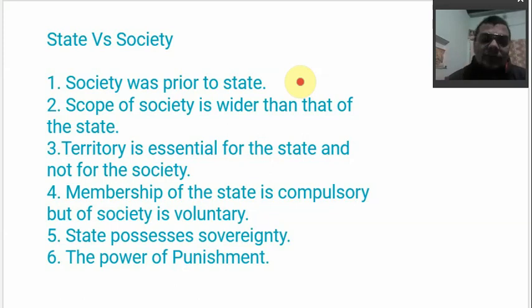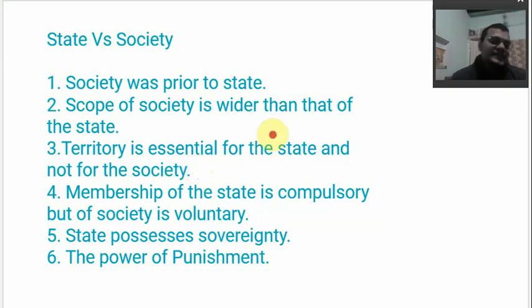Second thing is, the scope of society is wider than that of the state, which is basically a political unit. While society can be religious, social, educational, or ethnic, society's scope is way wider than that of the state. The state is basically a political unit, but society is more than just political. Territory is essential for the state and not for the society.